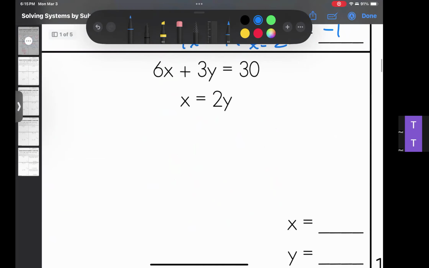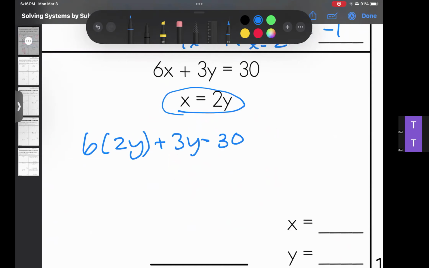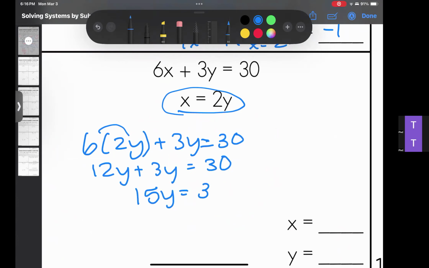Over here, we already have an x, so let's substitute it in. 6 times 2y plus 3y equals 30. Distribute, 12y plus 3y equals 30. This would be 15y equals 30. Divide both sides by 15. Y is equal to 2.